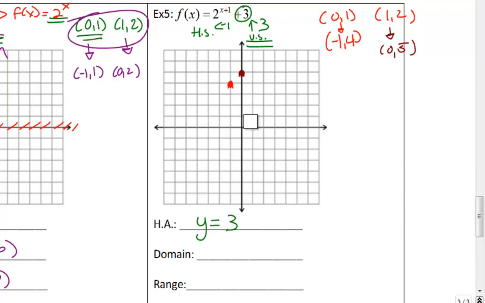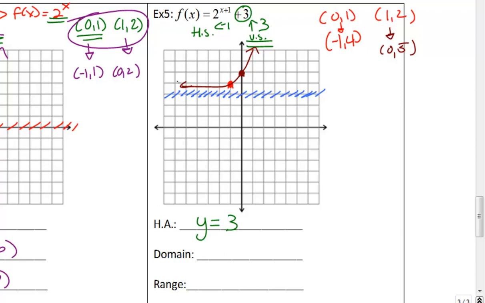So the only things that I need to graph these exponential functions are the 2 points and my horizontal asymptote. Well, my horizontal asymptote, remember, that moves with your vertical shift, so it's y equals 3. So there's my horizontal asymptote. Connect those 2 points with the same shape, and I'm done. There's the graph of f(x) = 2^(x+1) + 3.